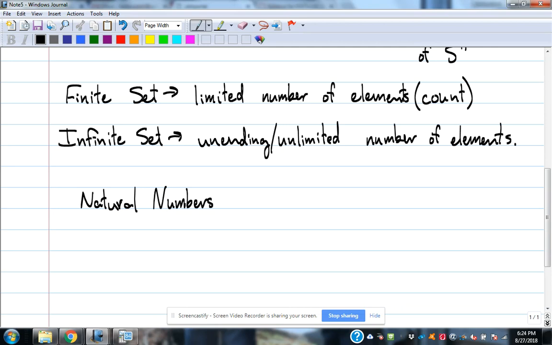Put stuff on the table and tell my 3-year-old to count them. He starts with the number 1. That's natural. That's why they're called the natural numbers. The natural numbers are 1, 2, 3, all the counting numbers, all the way up to infinity.